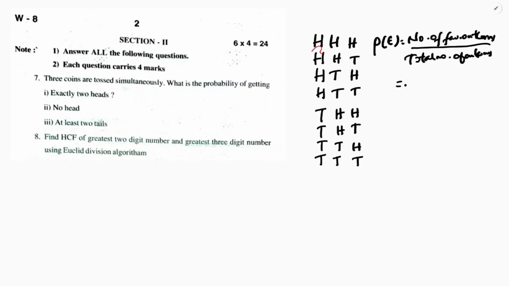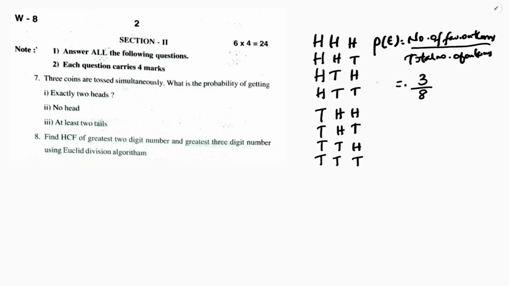So see here, we have 3 heads in one outcome, but we need exactly 2. Here exactly 2 heads. Here also exactly 2 heads. Here also 2 heads. That's it. Here only 1 head, here also 1, here also 1, and here there is no head. So for exactly 2 heads, the favorable outcomes are 3. So the answer is 3 upon 8.